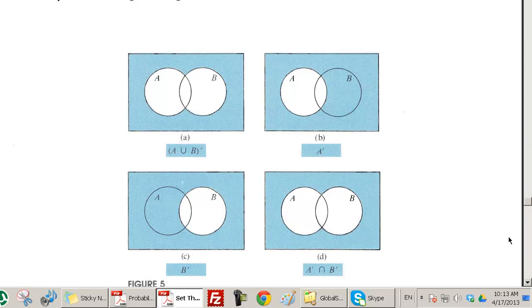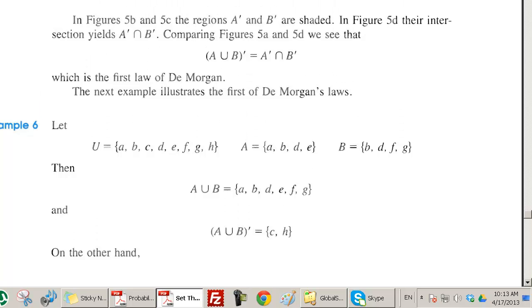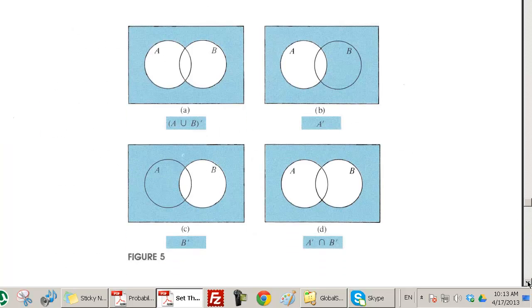So they do that here. You can look at them. Let's just show that a little bit more clearly. Okay, so you can check that, or you can do it yourself.